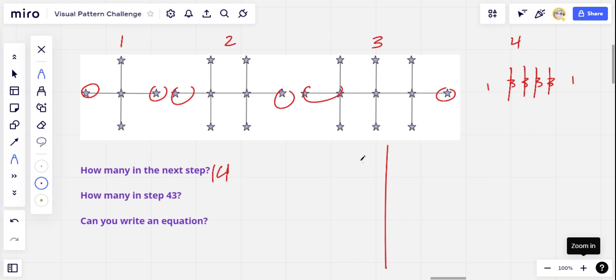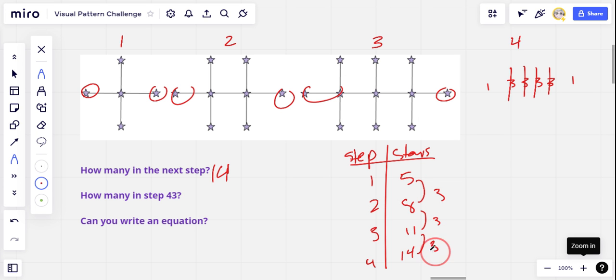But let's go ahead and analyze these numbers so we can see what kind of a pattern this is. You might have an idea already. I'll make a chart with the step number and the number of stars. In step 1, that's 5 stars. In step 2, that's 8. In step 3, we've got 9, 10, 11. And in step 4, we're predicting 14. So we can take the difference between each step. 8 minus 5 is 3, 11 minus 8 is 3, and 14 minus 11 is 3.